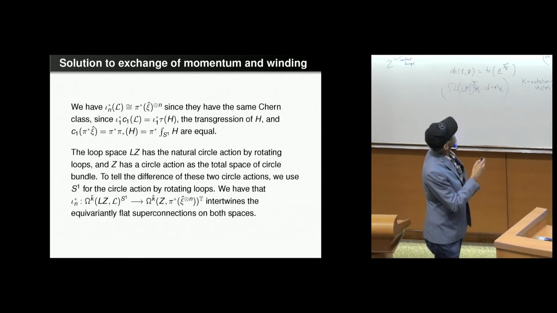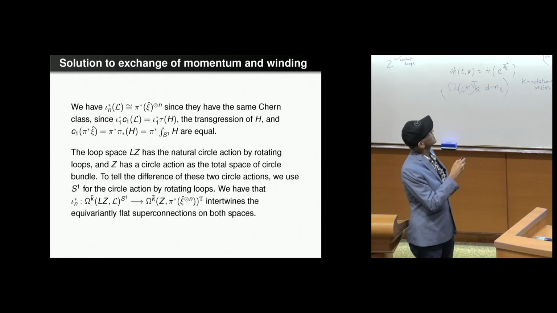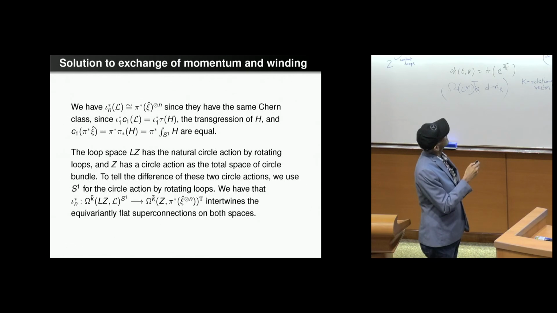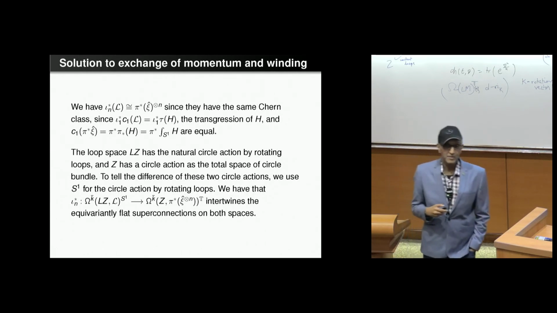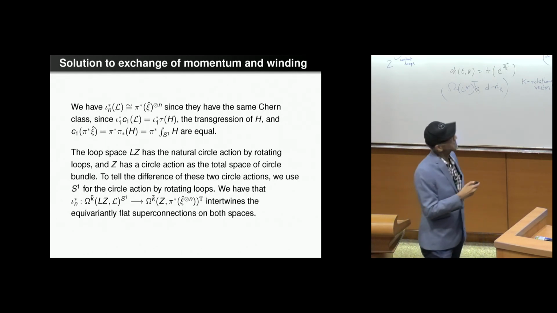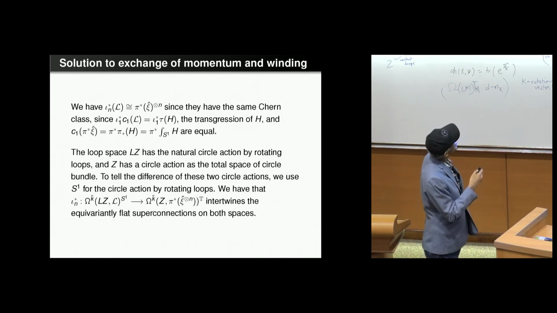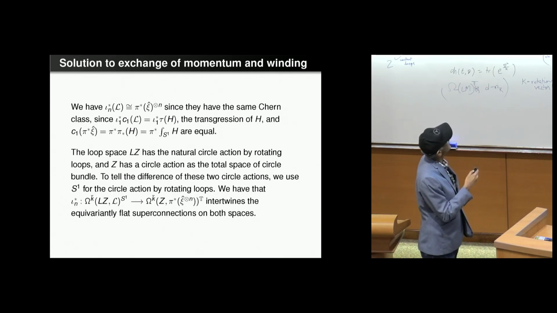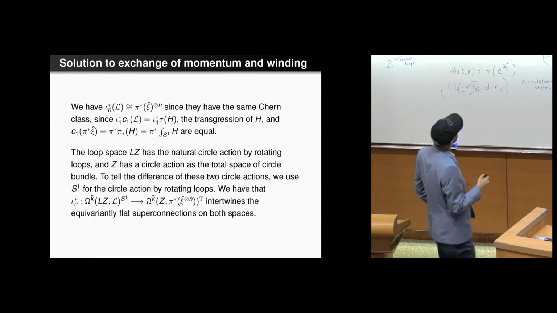So the other thing is, if you pull back this holonomy line bundle on loop space via this embedding, this is just psi hat to the tensor power n. Okay, and you can check that by calculating the Chern classes. So the Chern class of the pullback of L by iota 1 is just the transgression of H, and c1 of psi hat is just the integral of H. So they are equal.